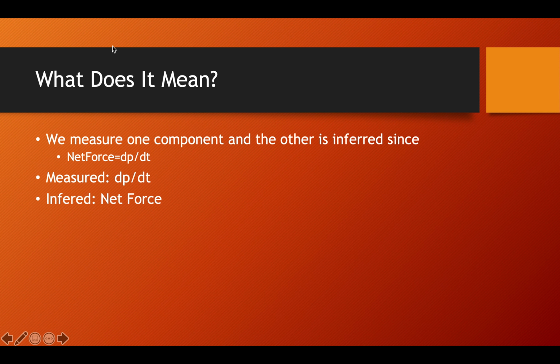So with the what does it mean question, the net force and the parallel and perpendicular components are different in this lab because we are measuring one component and the other component is inferred. Since we are measuring the dP over dt, we are inferring the net force from the measurement that we had got. This is why it is different, because the dP/dt is measured while the net force is inferred based on what we had calculated.